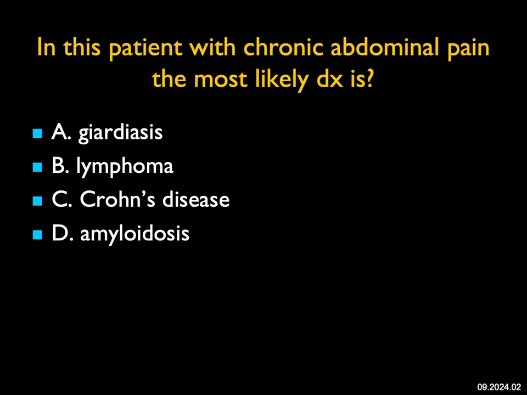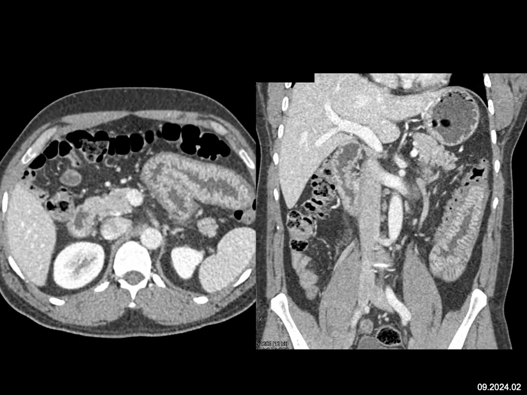In this patient with chronic abdominal pain, the most likely diagnosis is, what I see on the axials and coronal views is markedly thickened duodenum. It's kind of edematous, thickened. The rest of the abdomen looks good. There's no significant adenopathy. Lymphoma can involve small bowel and be infiltrative. Crohn's can involve small bowel, but not this kind of edematous type pattern.